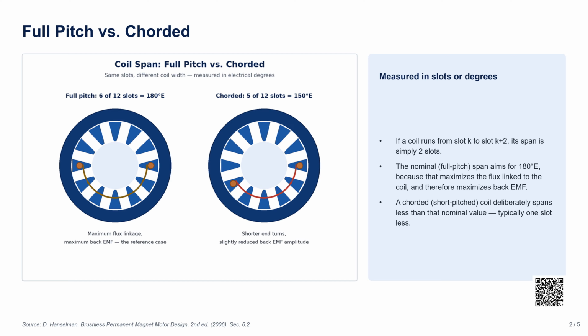The reason 180 electrical degrees matters so much is simple. It maximizes the flux linked to the coil, and therefore maximizes the back EMF that coil induces. A chorded or short-pitched coil deliberately spans less than that full pitch value, typically by just one slot.